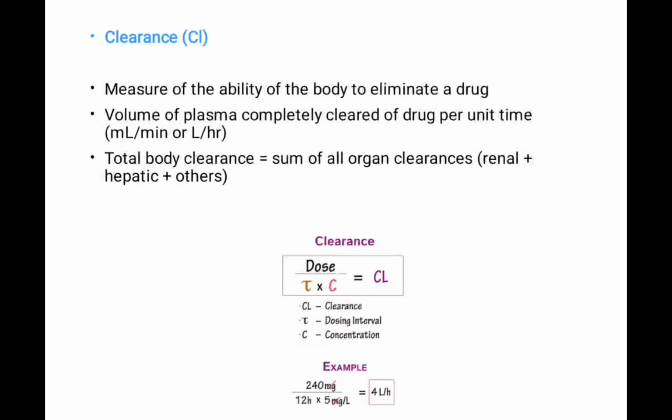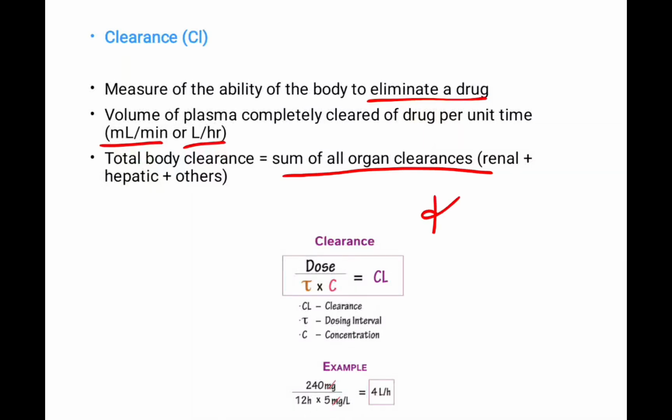Looking at this, volume of distribution gives us information on the amount of that drug that is distributed into the tissues. Now, clearance measures the ability of the body to eliminate a drug. The volume of plasma completely cleared of a drug per unit time. The unit of clearance is either milliliters per minute or liters per hour. The total body clearance is a sum of all organ clearance.